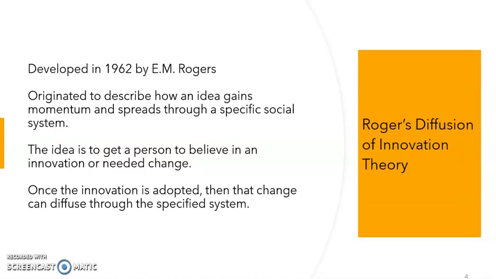Now that we have some facts, let's talk about what we can do to reduce the readmission rates. Let's begin by reviewing Rogers' diffusion of innovation theory. According to Wayne Lamort at the Boston University School of Public Health in 2019, the diffusion of innovation theory was developed in 1962 by E.M. Rogers as a way to describe how an idea or innovation gains momentum and spreads through a specific social system. The idea is to get a person to believe in an innovation or needed change and get them to adapt that change and help it spread through the social system.